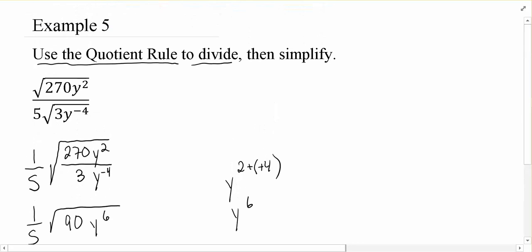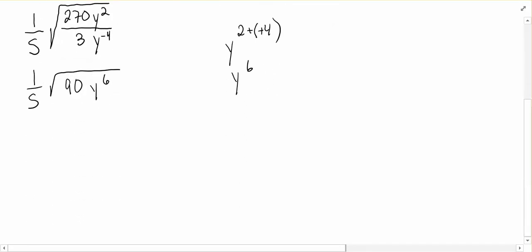So now going back to my directions, my next part of the directions was simplify, which we know means break it up, take the radical, clean it up. So the 1/5 copies down. For the break it up step, let's take the square root of 90 and break it up as a perfect square and whatever's left. 9 goes into that, leaving us with 10.